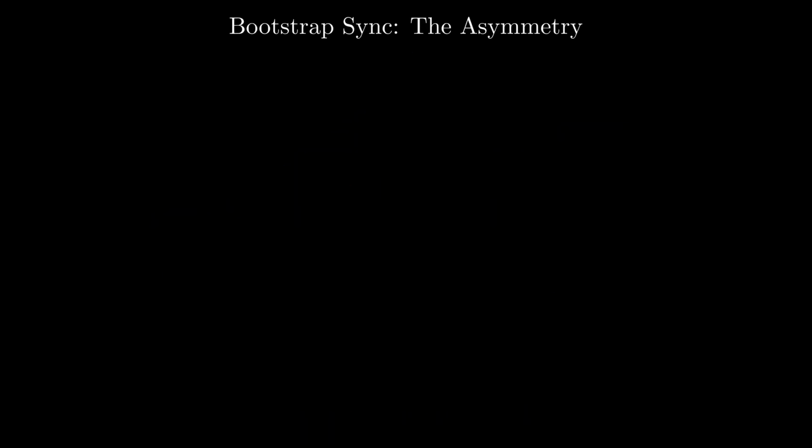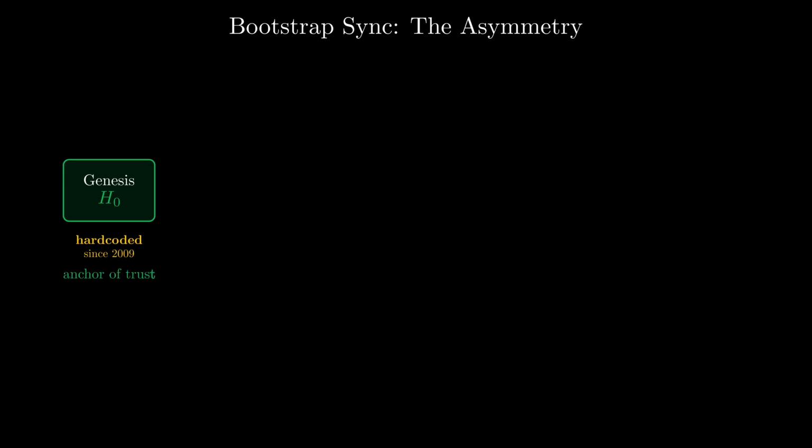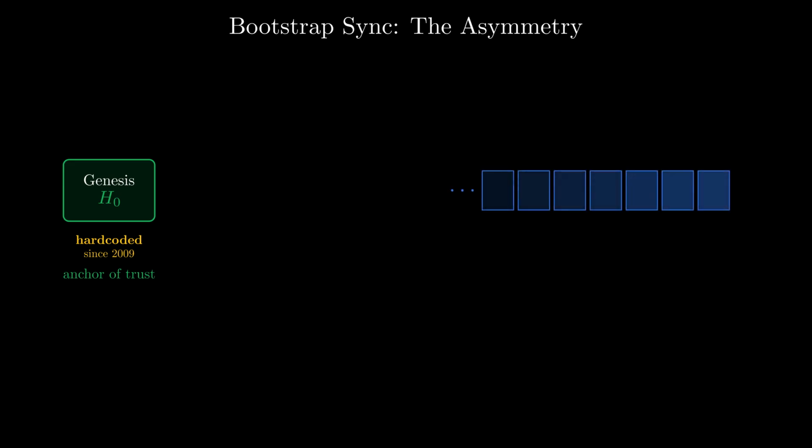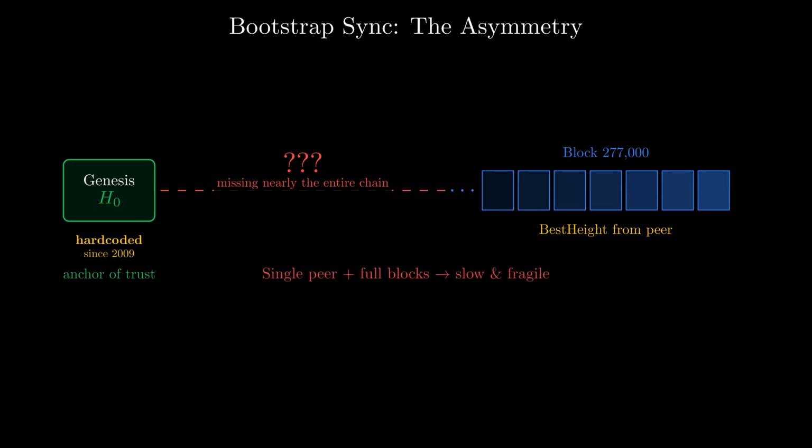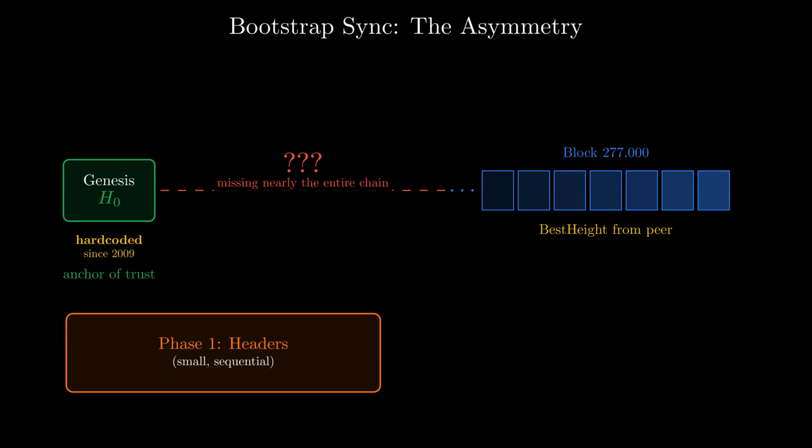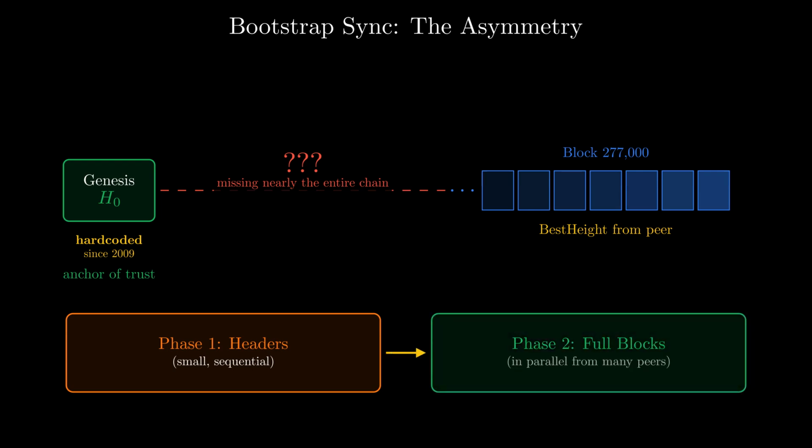Connection established, but now the real work begins: catching up on every block ever mined. Here's the asymmetry. The new node knows exactly one block, the Genesis block, hard-coded into the software since 2009. That's its anchor of trust. From each peer's version message, it saw BestHeight values in the hundreds of thousands. It's missing nearly the entire chain. Downloading hundreds of gigabytes of full blocks from a single peer would be slow and fragile. Bitcoin solves this with a two-phase sync: headers first, then full blocks in parallel.